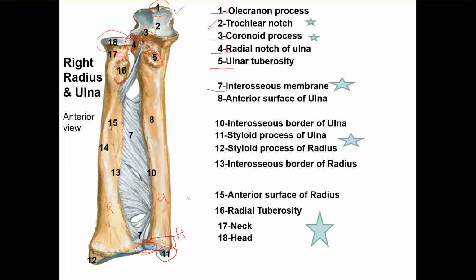The lower end of the radius is more broad compared to the ulna. Number 12 is the styloid process of the radius. If you compare the two styloid processes, the styloid process of the radius is at a lower level than the styloid process of the ulna. This can be palpated.